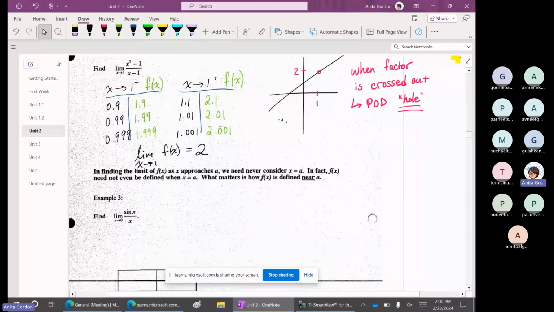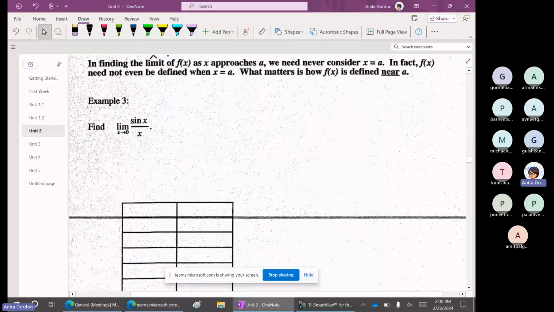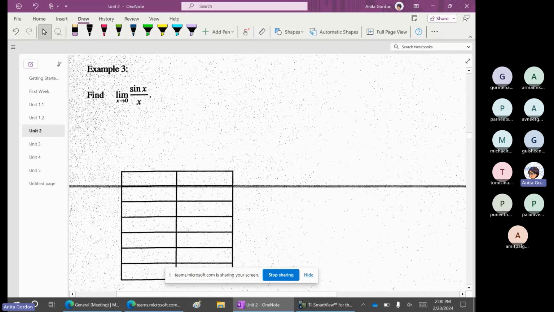All right, let's take a look at a trig example, everyone's favorite. So when we're looking for the limit, we never need to worry about what is actually happening when x equals the number we want. We're only looking at trends. So here is example 3. Find the limit as x approaches 0 of sine x over x. I can't simplify this, so I know I don't have a hole. I have something else going on here.